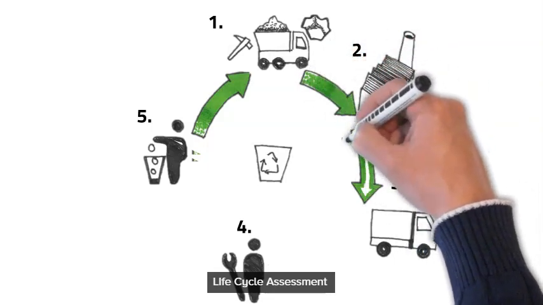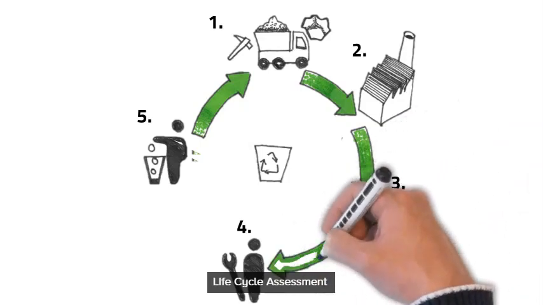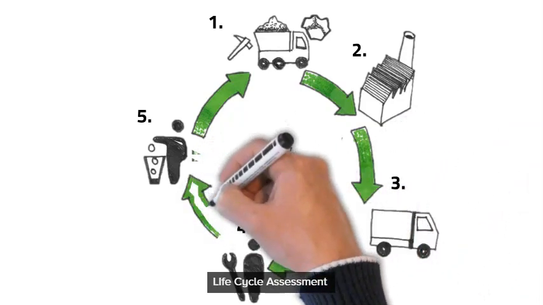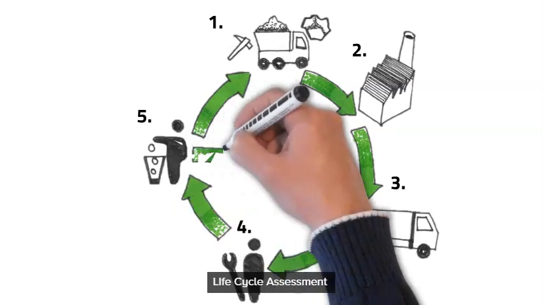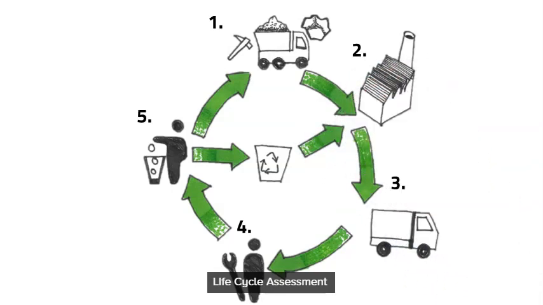The fifth stage is the end of life. The energy that is used to recycle or dispose of the product is assessed. Once again, the carbon released is calculated to understand the carbon footprint created during the life cycle of a product.